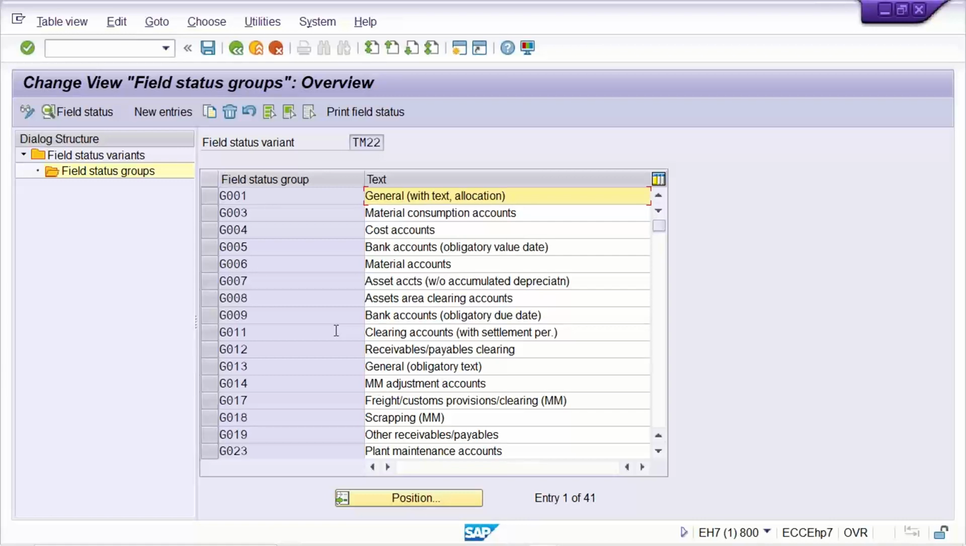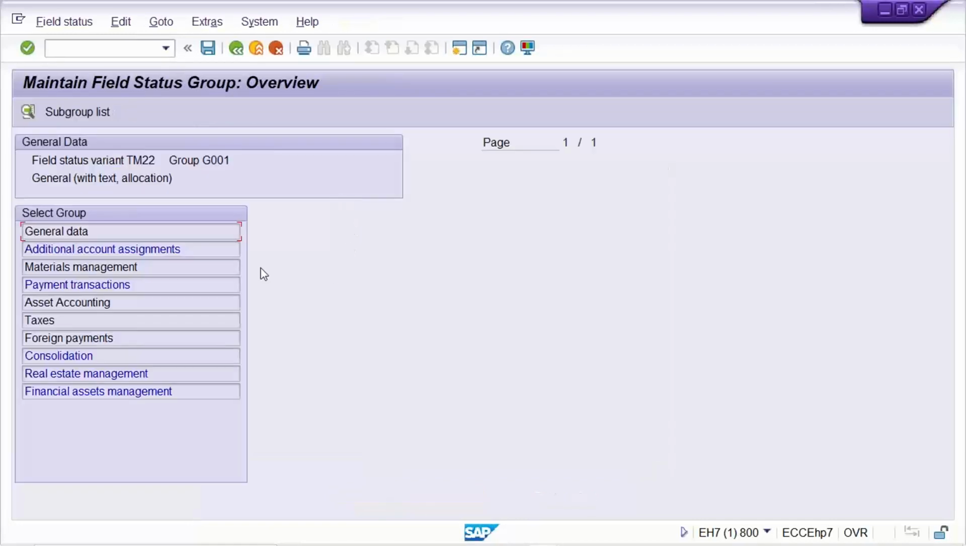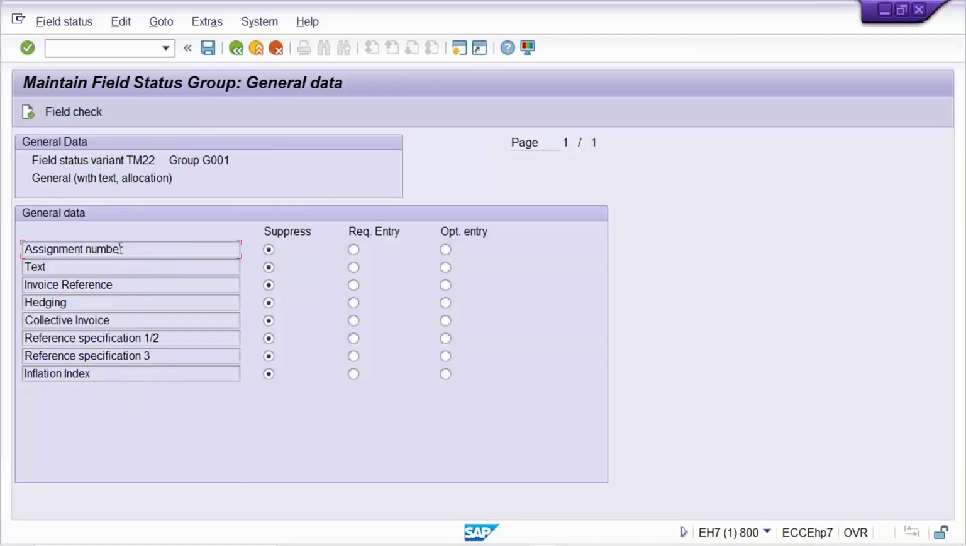What is the logic of this field status group? Within the variant, we have multiple field status groups. I'll tell you guys, within the variant, it is the field status group which is going to control the fields. Double click here. Somebody has made the experiment, guys.